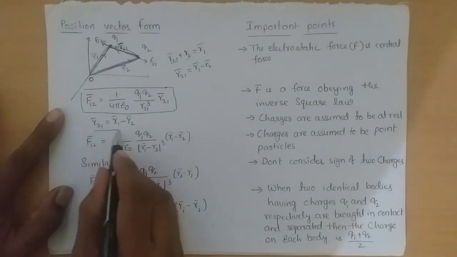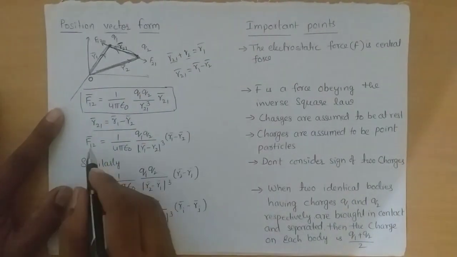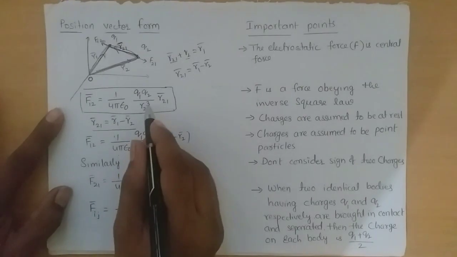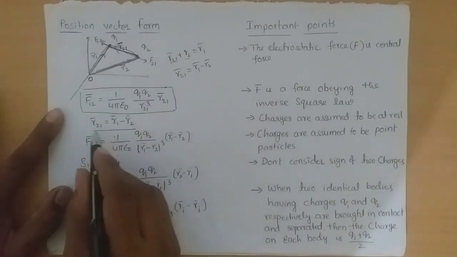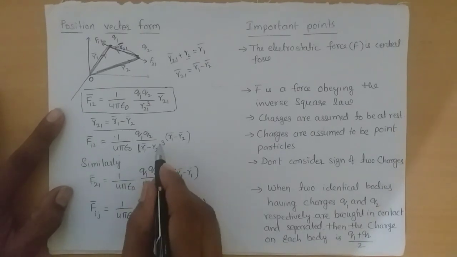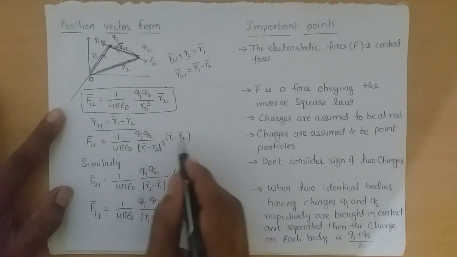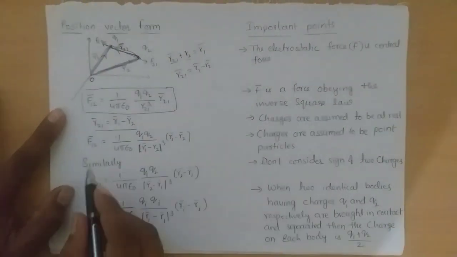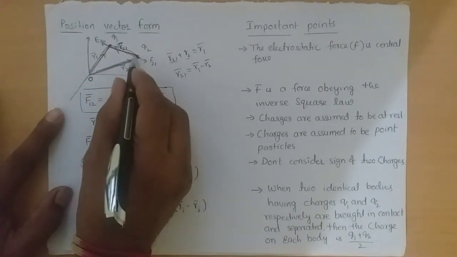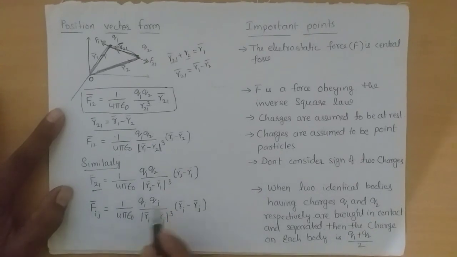I did the same thing here. So now we have already found this formula. F12 bar equals 1 by 4 pi epsilon, Q1 Q2 by R21 cube. In place of R21 cube I am writing the magnitude of R1 minus R2, whole cube, which we have to consider here, into R21 bar, in place of which I write R1 bar minus R2 bar. Similarly, the force on the second particle due to the first one, F21, we do the same way and we will get the result.